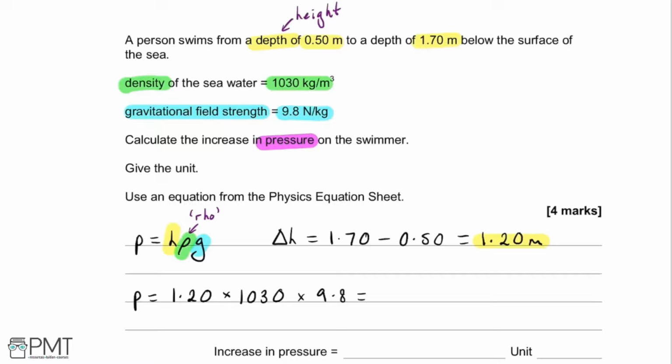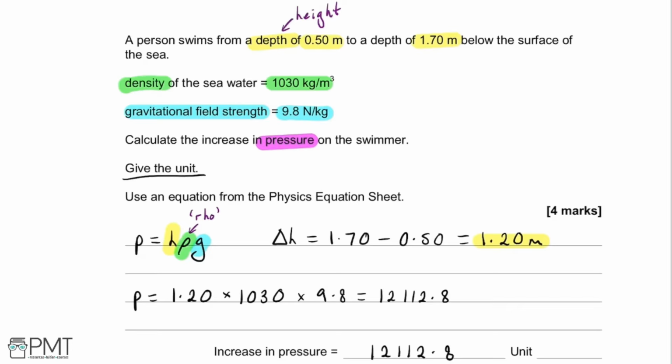Putting that into your calculator will give you an answer of 12,112.8. So you can leave it at that. The mark scheme doesn't require you to round it to anything. So 12,112.8. We're also asked to give the unit.